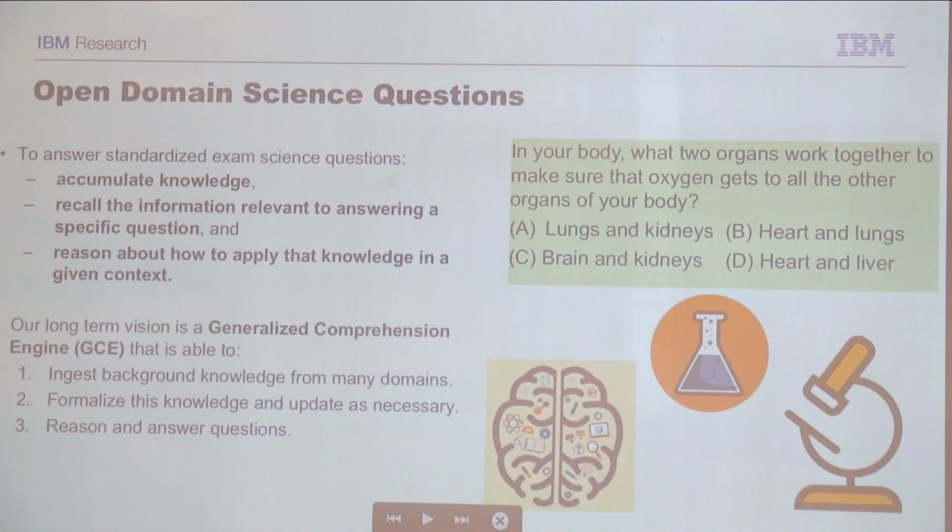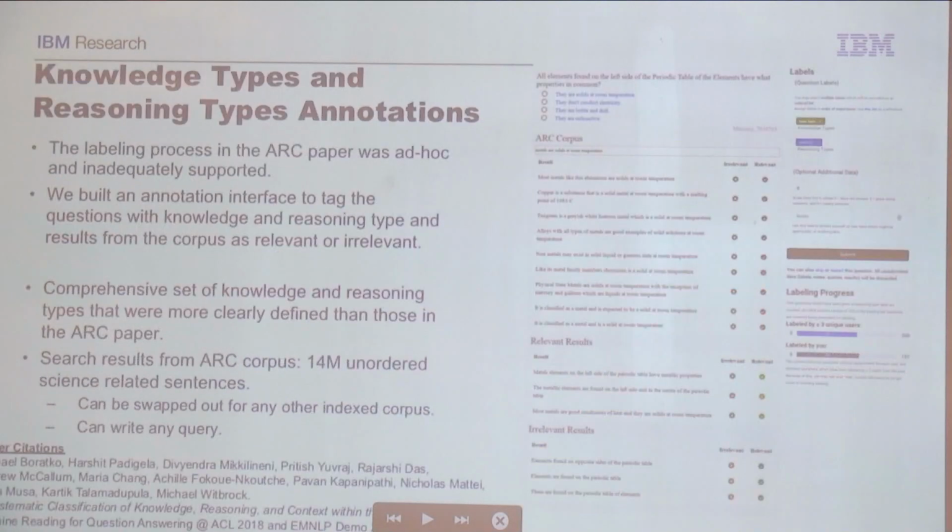You have to accumulate knowledge. You have to recall information that's relevant to answering a specific question. And then you have to reason about how to apply that knowledge given that context. And so this fits in, obviously, with a lot of the long-term research focus that we have ongoing and a lot of other research groups as well.